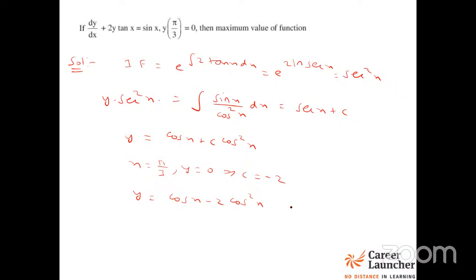If you complete the square for this, by taking minus 2 common, it will become cos x minus 1 by 4 whole square, minus 1 by 16. So it will become 1 by 8 minus 2 times cos x minus 1 by 4 whole square. So what will be the maximum value of y? The maximum value will become 1 by 8 because the second term is always negative.